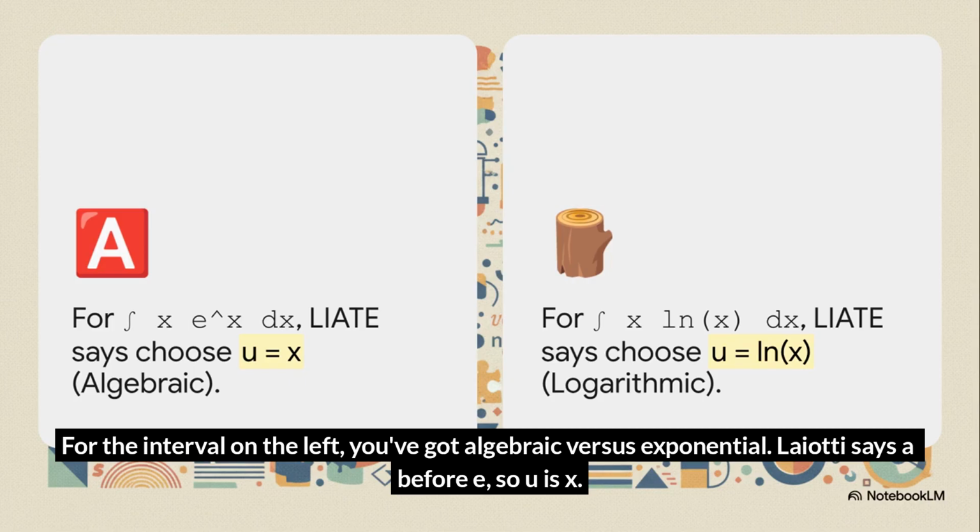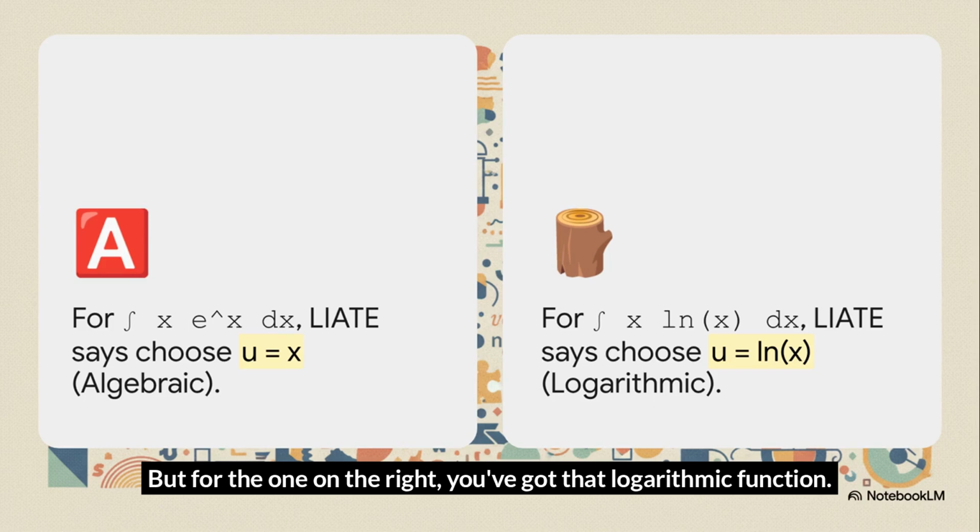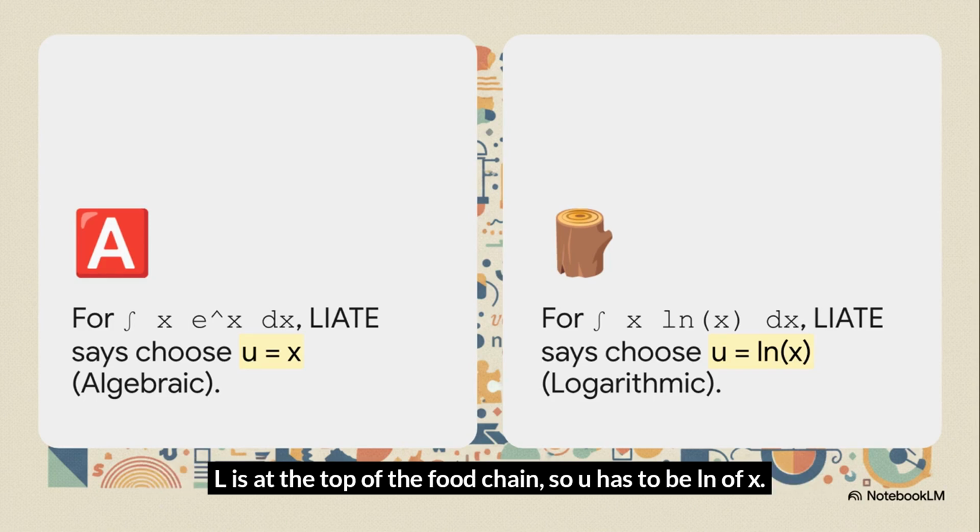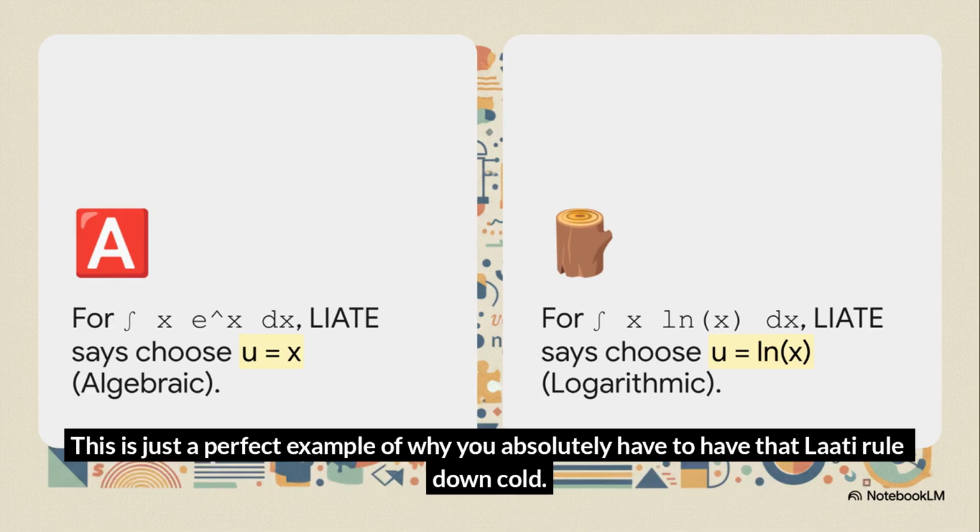For the integral on the left, you've got algebraic versus exponential. LIATE says A before E, so u is x. But for the one on the right, you've got that logarithmic function. L is at the top of the food chain, so u has to be ln of x. This is just a perfect example of why you absolutely have to have that LIATE rule down cold.